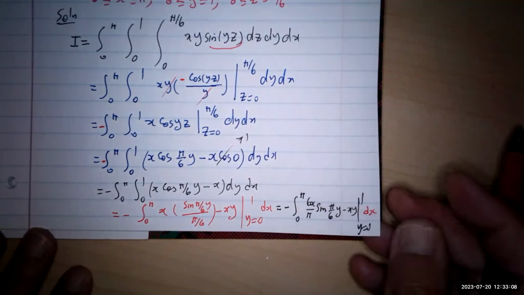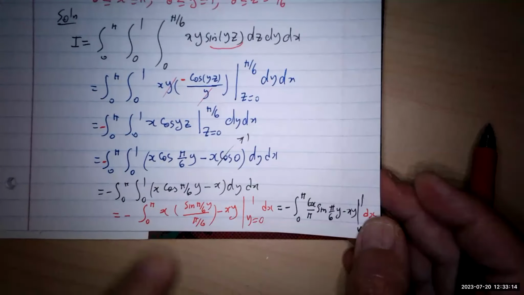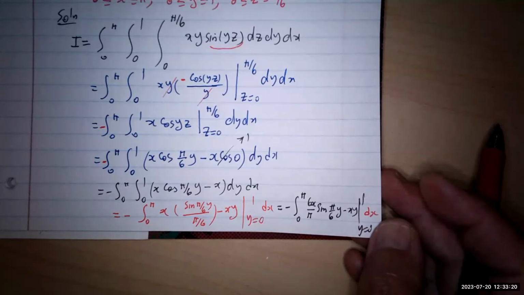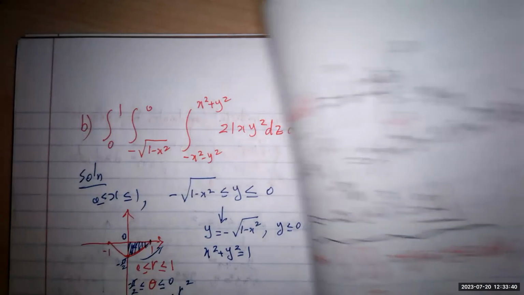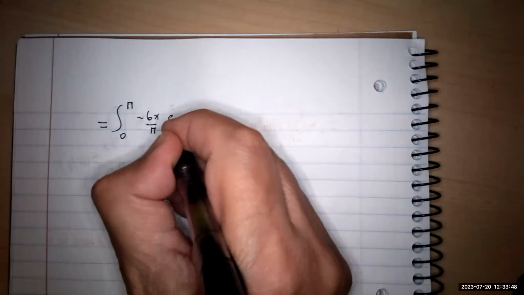So I'm going to go to the next page to continue. Again, not difficult, but I just wanted to see, when you get something like cosine of pi/6 y, that you know how to handle it. Okay, so substitute y equal to 1 and then continue. For the last integral, 0 to pi, if you put y equal to 1, that gives a negative 6/pi, and that gives us the sine of pi/6.